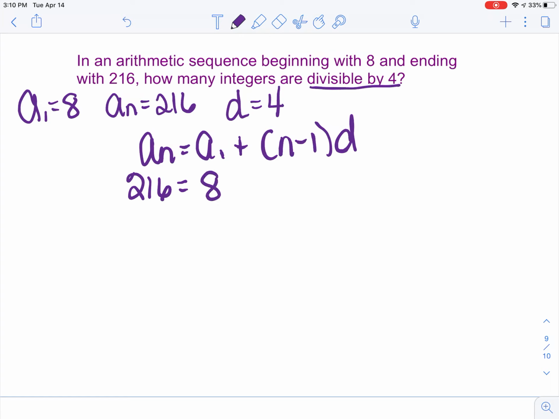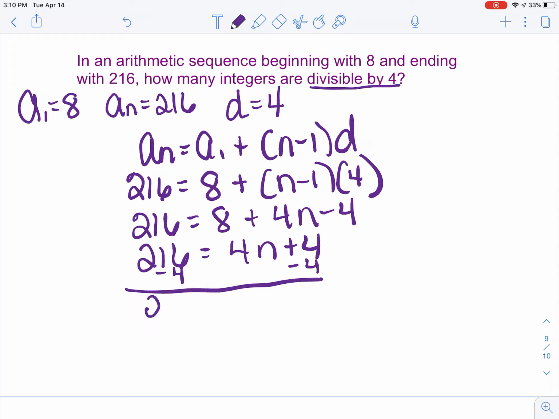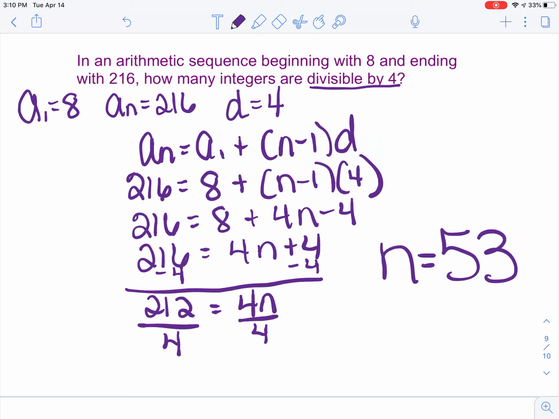So I know my a sub n is 216. My first term is 8 plus n minus 1 times 4. 216 equals 8 plus 4n minus 4. 216 equals 4n plus 4. Subtract 4 from each side. 212 equals 4n. Divide by 4. And the number of terms is 53. So there are 53 terms in that sequence.